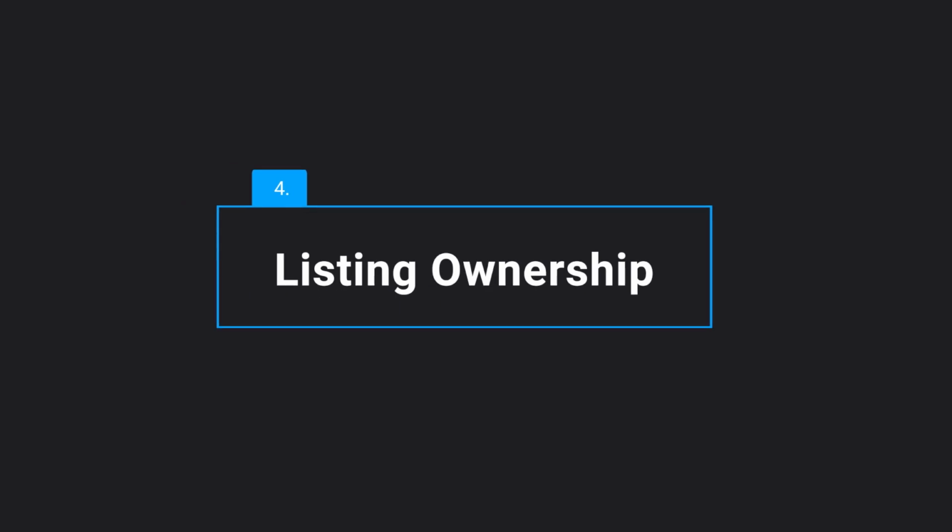Number 4 is listing ownership. Now, this is a biggie. Property managers, because they handle everything from A to Z, they take the money, they do everything. They also put the listing of that property on Airbnb and VRBO on their account. So that makes it easy for them to be able to manage many, many properties because they're all in the same account.